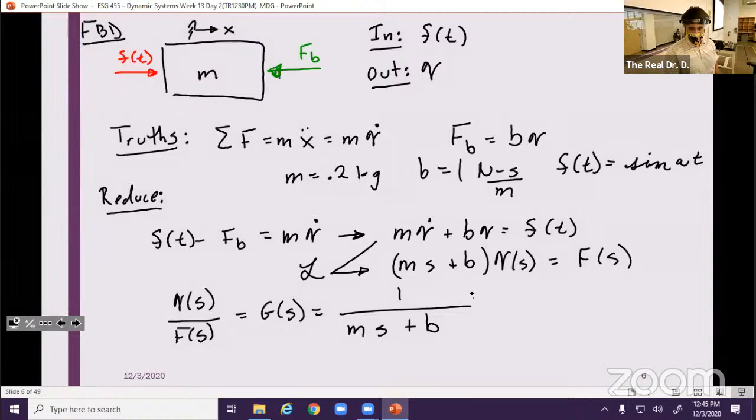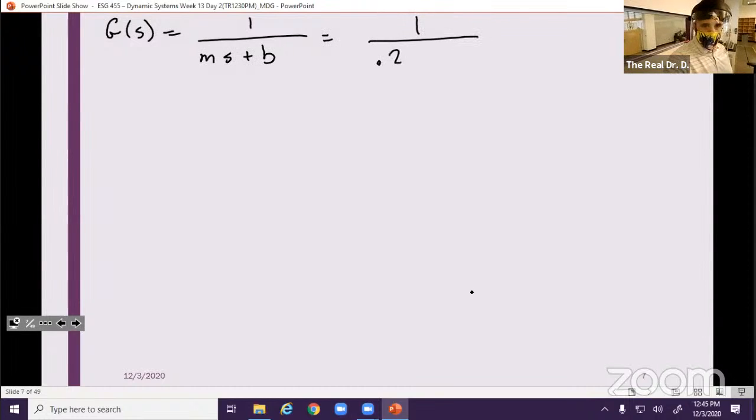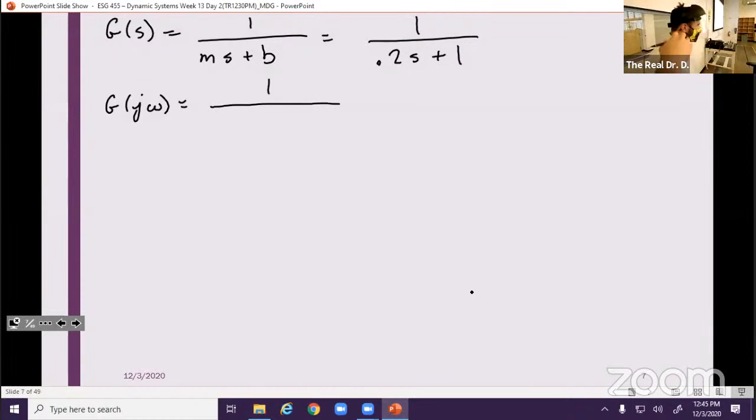So we have the transfer function. We need the sinusoidal transfer function, right? So I'm going to rewrite my transfer function up here so we have it. 1 over ms plus b, which is the same as 1 over 0.2s plus 1, because I didn't just plug in m and b at this point. And if I want the sinusoidal transfer function, I want G of j omega. Remember, it's as simple as plugging in j omega every place that I see an s.